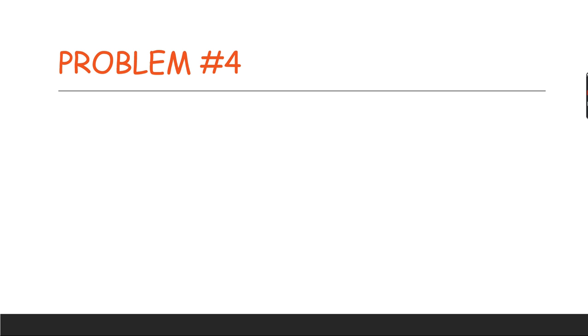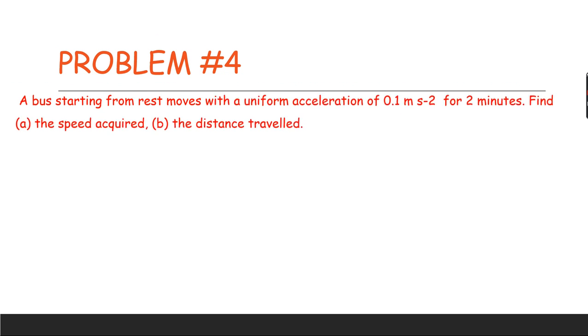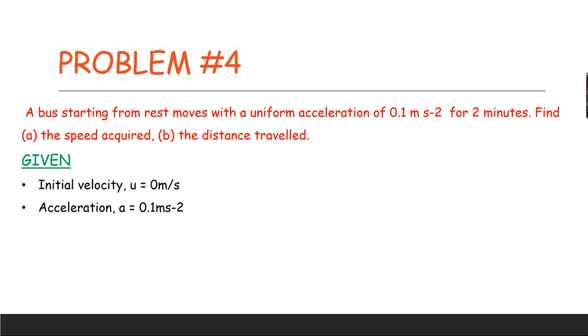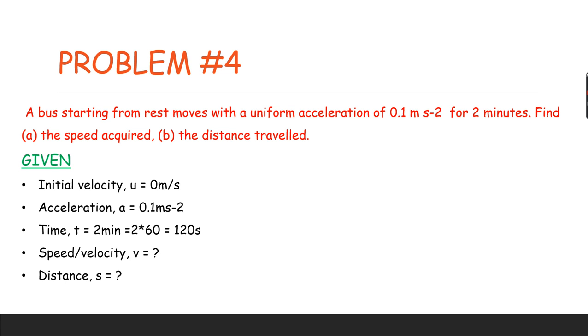Let us see your last problem, which says that a bus starting from rest moves with a uniform acceleration of 0.1 meter per second square for 2 minutes. Find the speed acquired and the distance traveled. So given here, initial velocity is 0 because it is at rest, acceleration is 0.1 meter per second square, time is 2 minutes which is 120 seconds. And we have to find the speed or the velocity and the distance traveled.